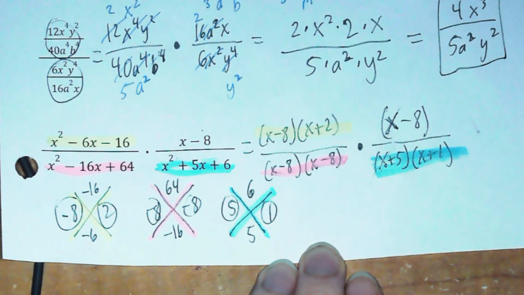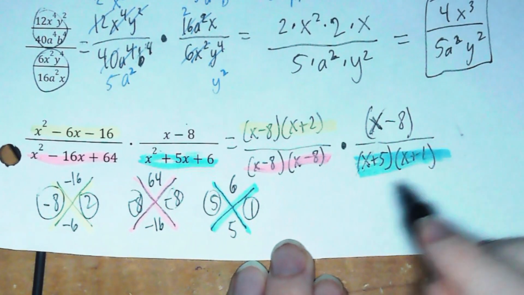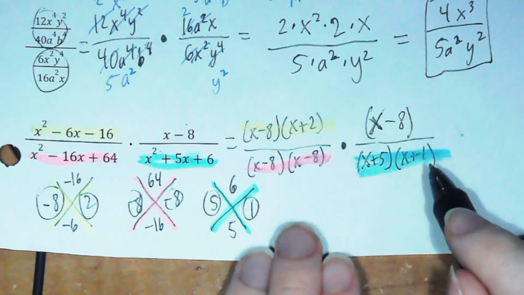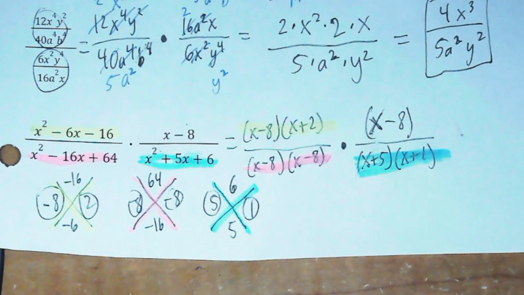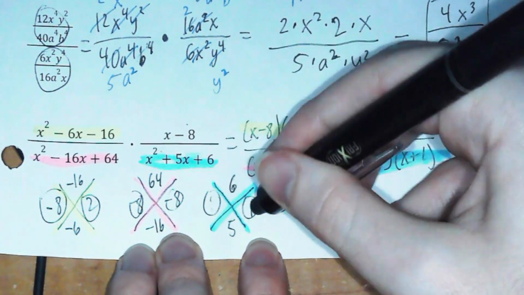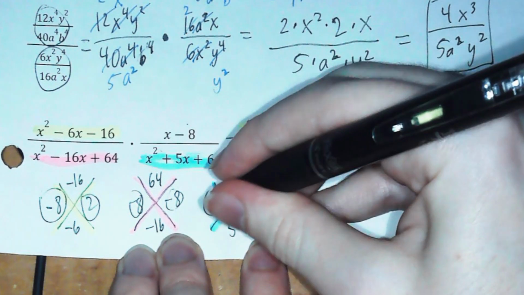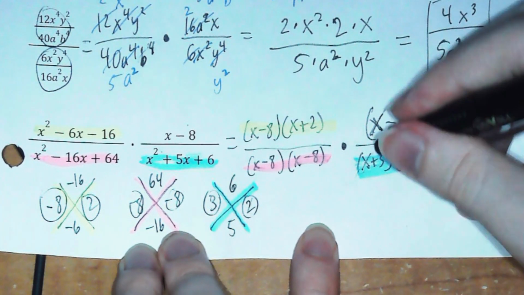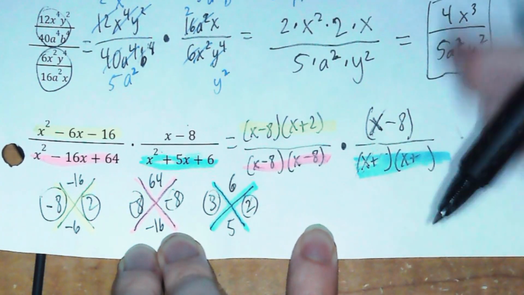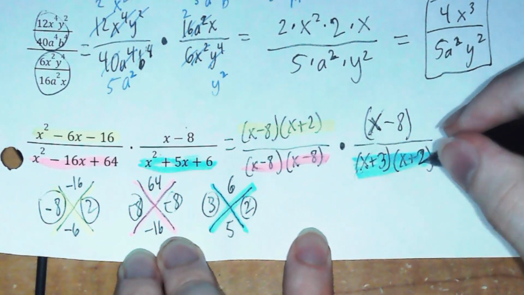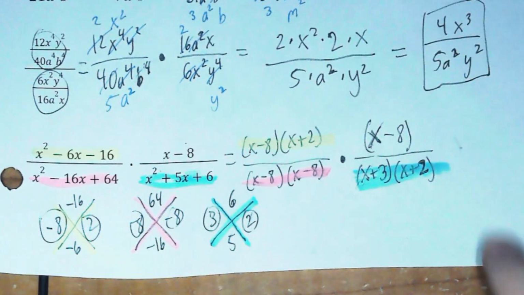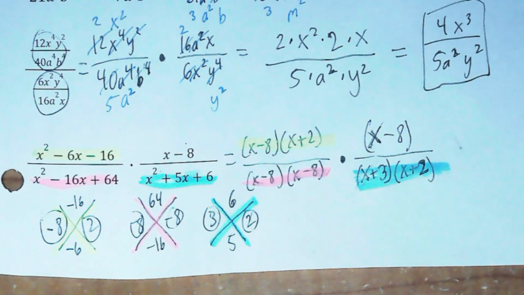Oh, I made a mistake. The first thing that I want you to do is figure out where I went wrong. That's what I want you to do real quick. Alright, once you've done that, the two side numbers are not 5 and 1. Two side numbers are 3 and 2. Which means this is x plus 3 and this is x plus 2. There we go.